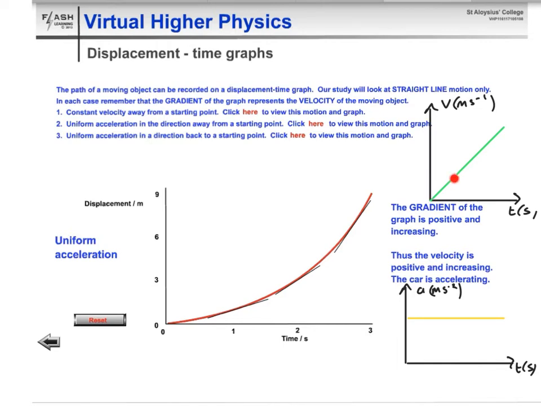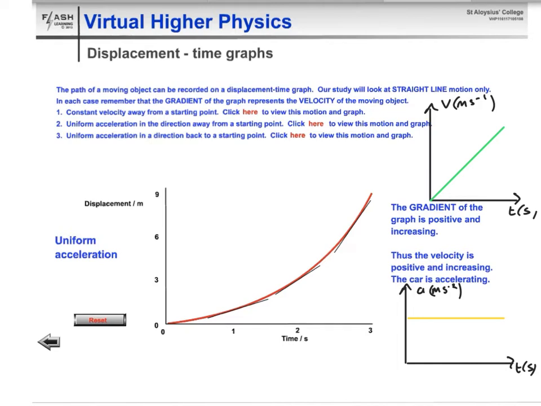Okay, the gradient on the velocity time graph, so this gradient here, which would basically be v minus u divided by t, that gradient is just the value for the acceleration. So the gradient on that is constant because it's a constant acceleration. Hopefully that makes sense, guys, how the three graphs tie together.